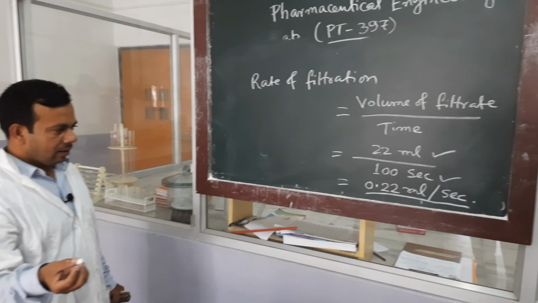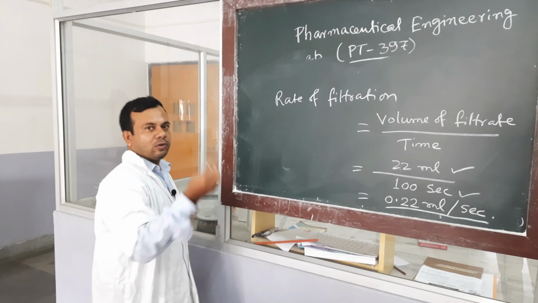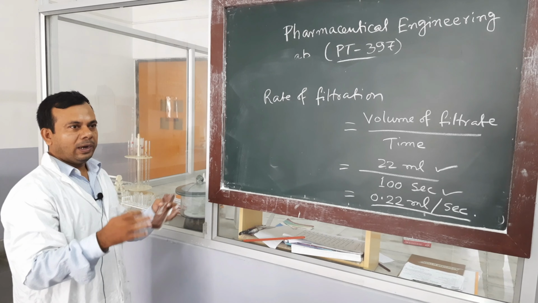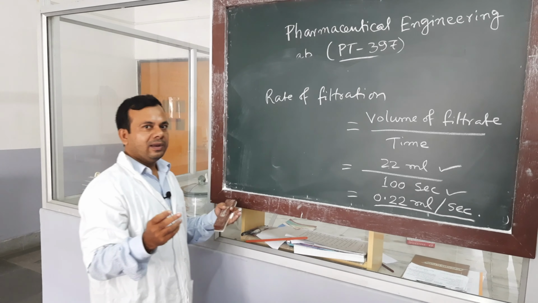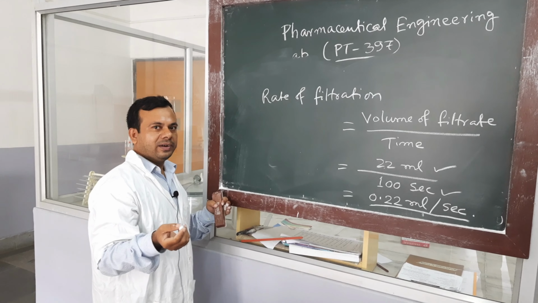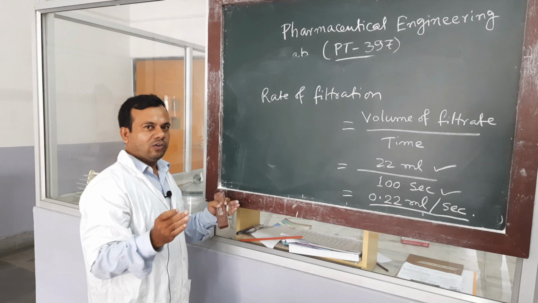We can calculate another two readings, that is, for each concentration we have to find three different readings, then we can average the rate of filtration for each concentration.